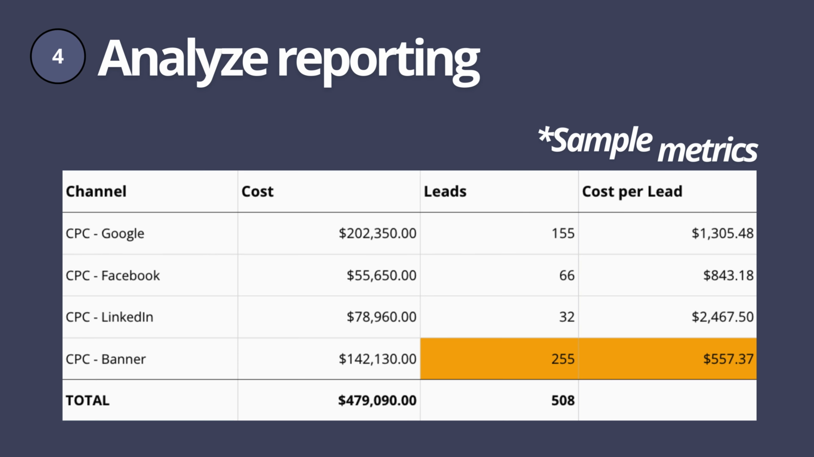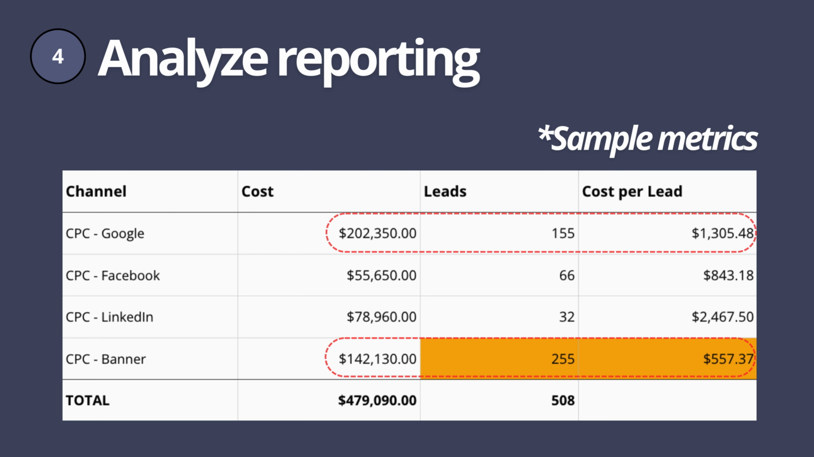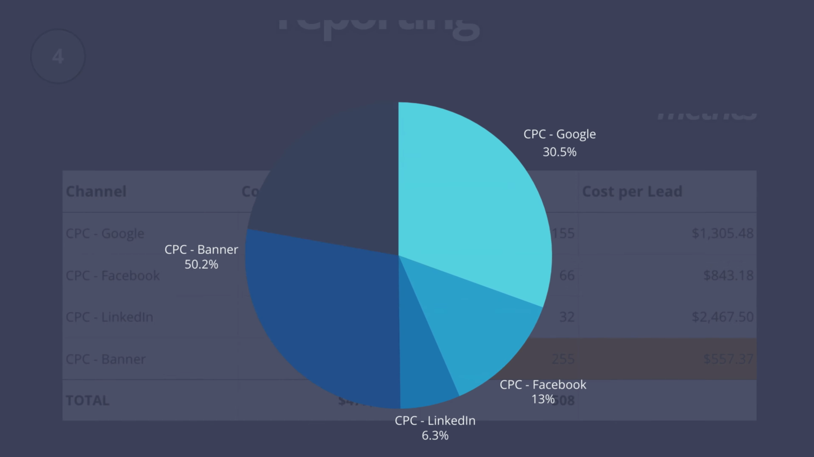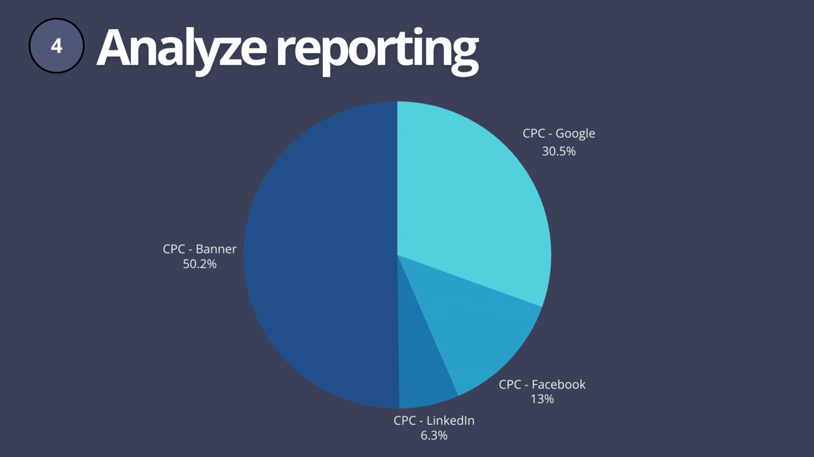Now, the best part. Let's look at what's working and not working. Here we can see the data: CPC banner is driving the highest number of total leads and the lowest cost per lead. CPC Google, from our tracking link example, is also driving a large number of leads, but at a much higher cost per lead. And please note, these are sample metrics, so cost per lead could be lower for you. This chart helps us visualize just how many leads are coming from banner ads and how many are coming from CPC Google.